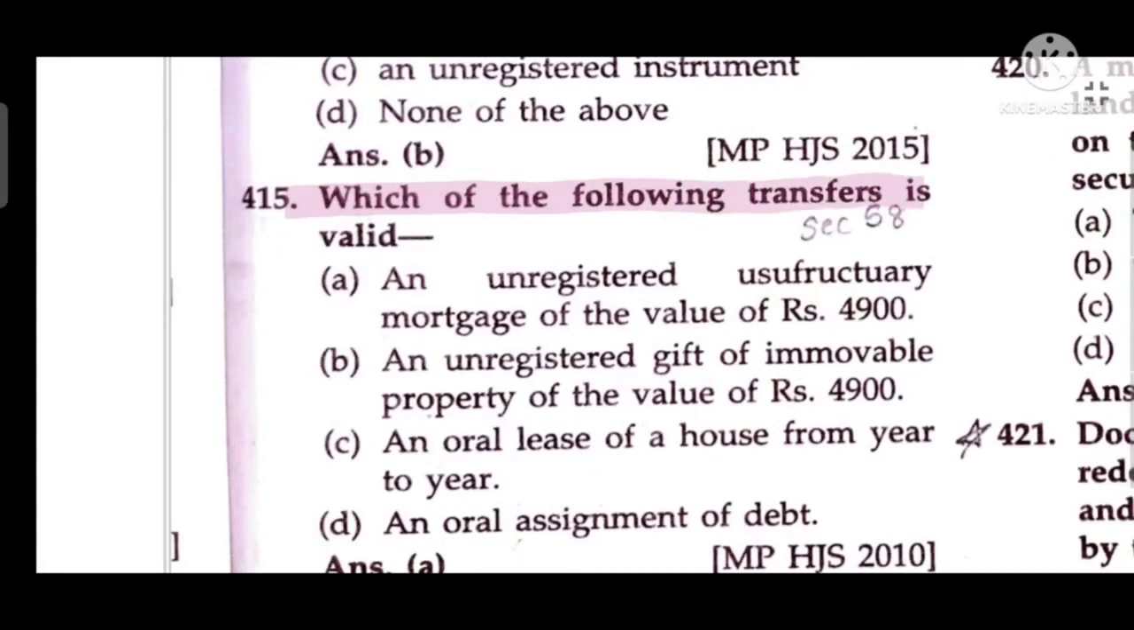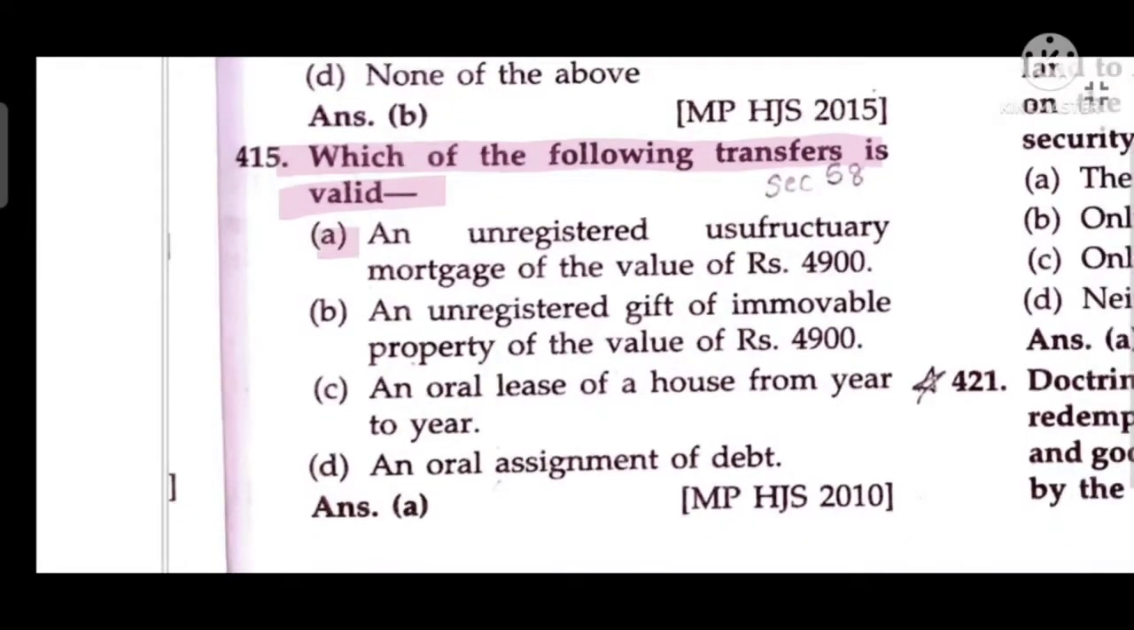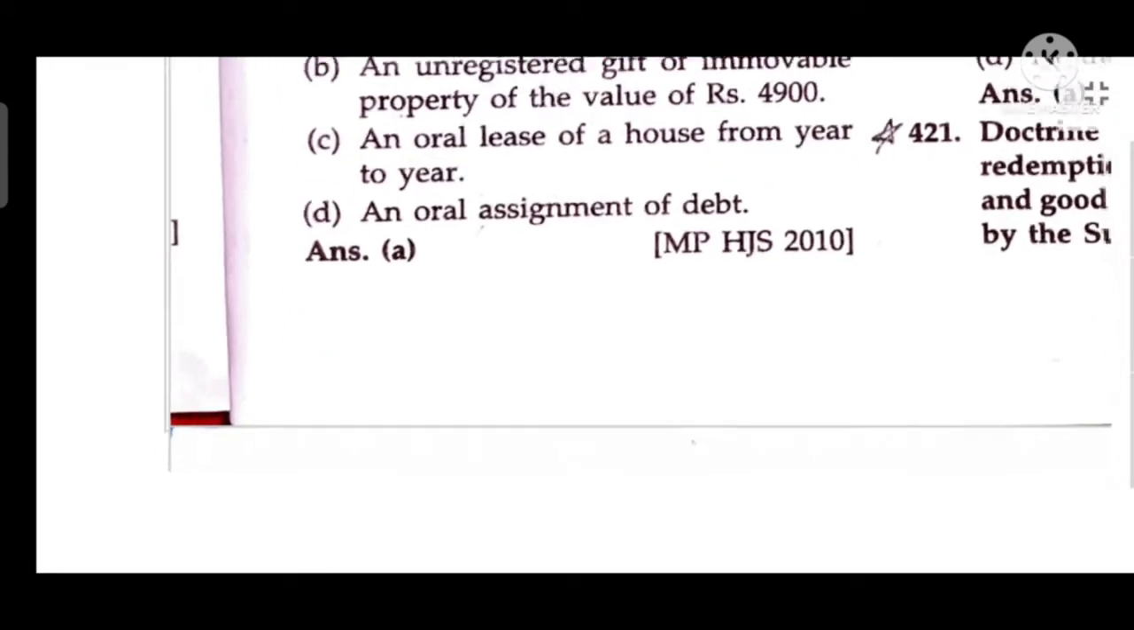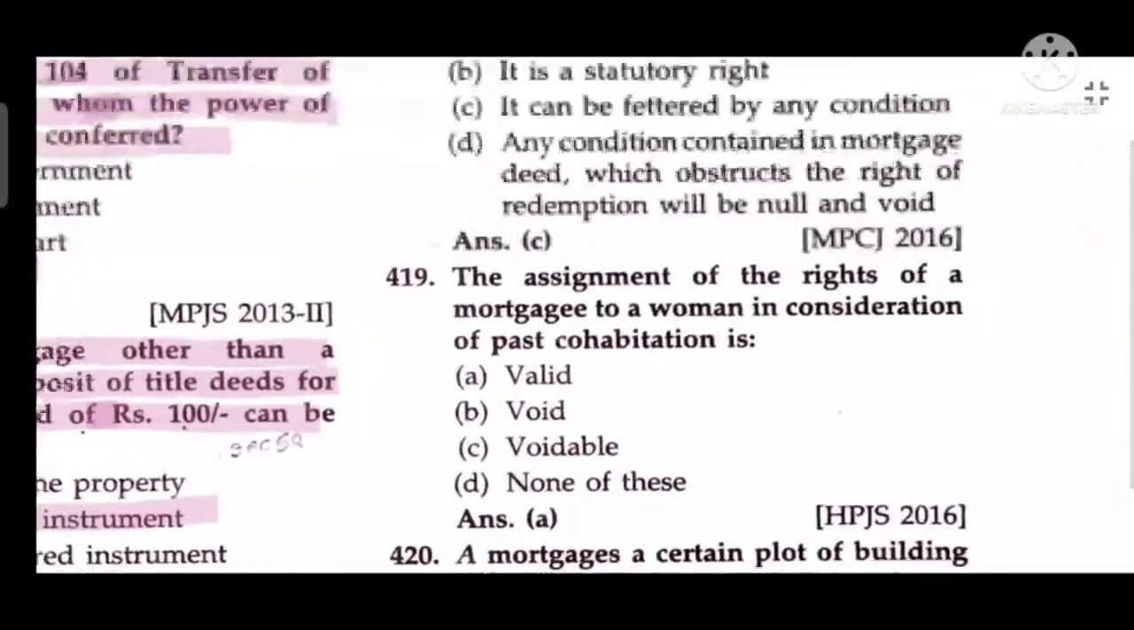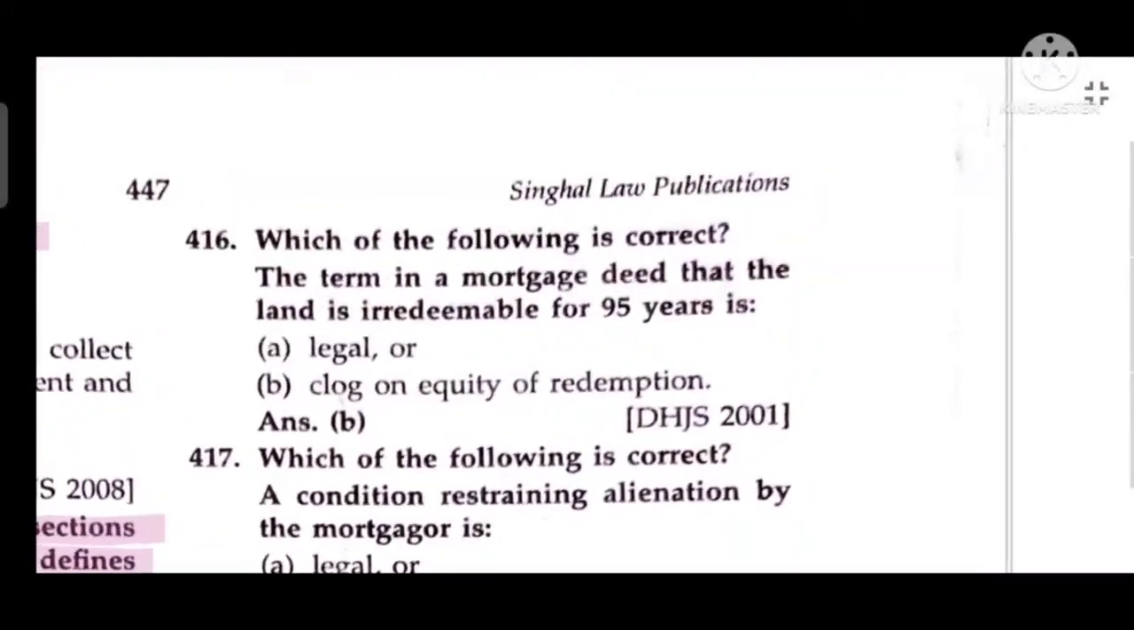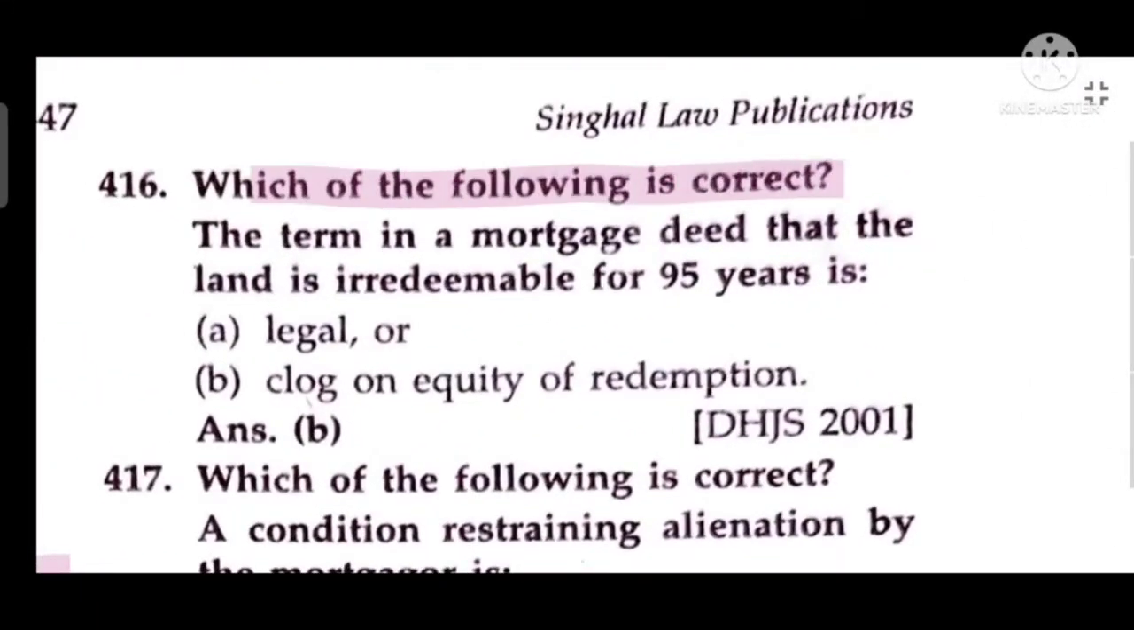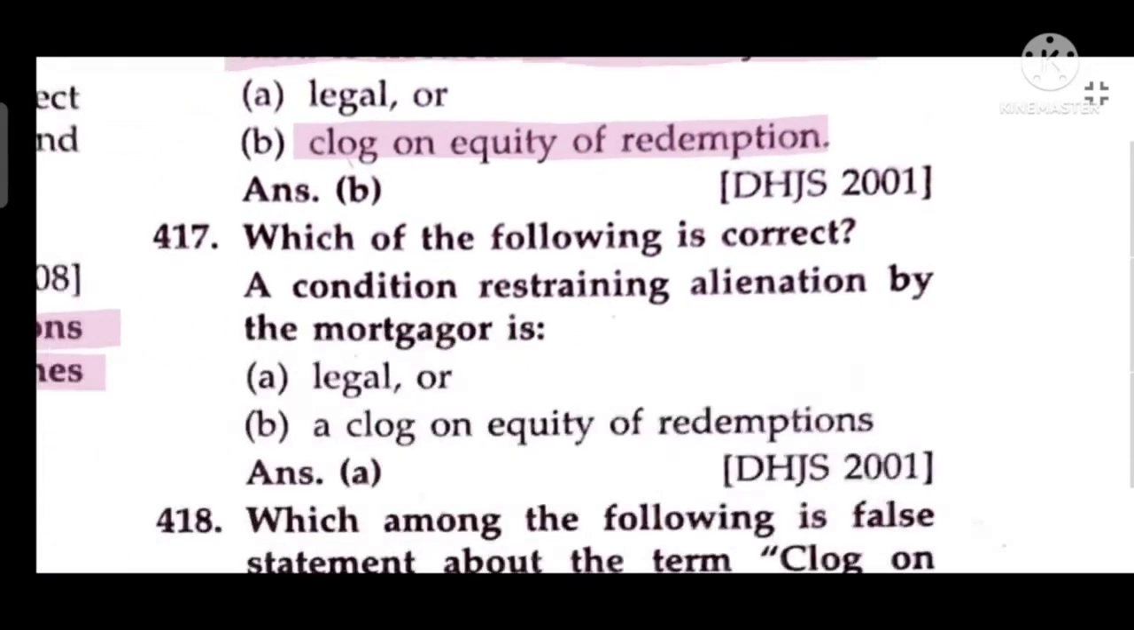Which one of the following transfers is valid? An unregistered usufructuary mortgage of value of ₹4,900. Which one of the following is correct? The term in a mortgage deed that the land is irredeemable for 95 years is a clog on the equity of redemption.